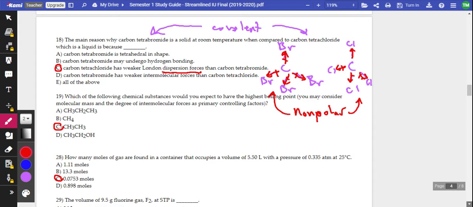Number 19, which of the following chemical substances would you expect to have the highest boiling point? You may consider molecular mass and the degree of intermolecular forces as primary controlling factors. Okay, well, what they mean by molecular mass or molar mass being a factor, imagine you have two balls you want to make act like gas particles. So one of them is a ping pong ball and one of them is a bowling ball. Well, if you want your ping pong ball to act like a gas particle, you're going to throw it up in the air and say, fly, be free, and then you just whip it, and it goes flying around, and eventually it's going to come back down.